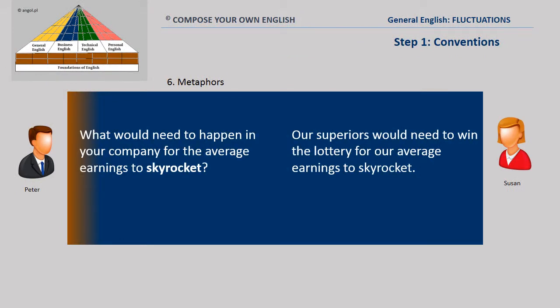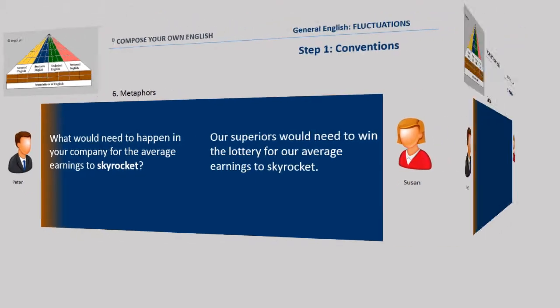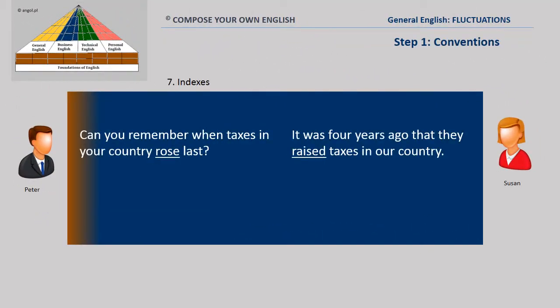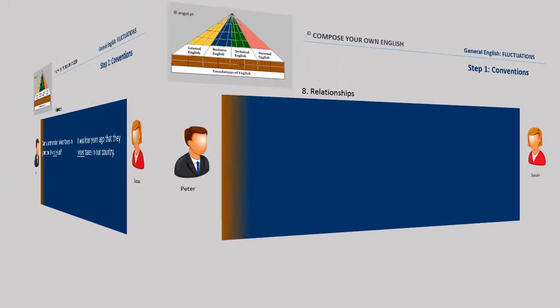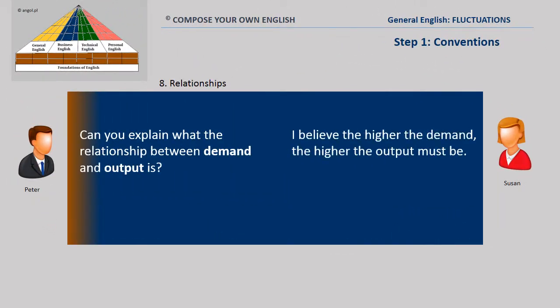What would need to happen in your company for the average earnings to skyrocket? Our superiors would need to win the lottery for our average earnings to skyrocket. Can you remember when taxes in your country rose last? It was 4 years ago that they raised taxes in our country. Can you explain what the relationship between demand and output is? I believe the higher the demand, the higher the output must be.